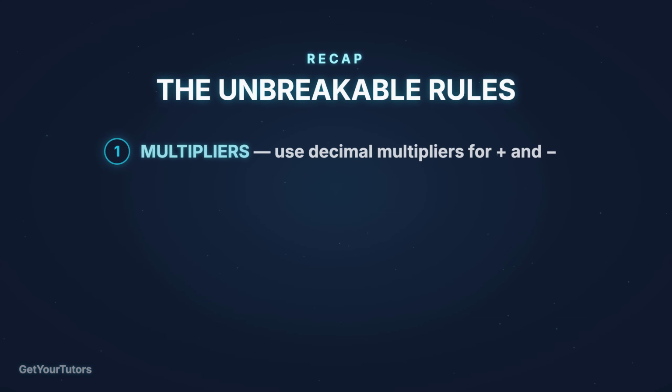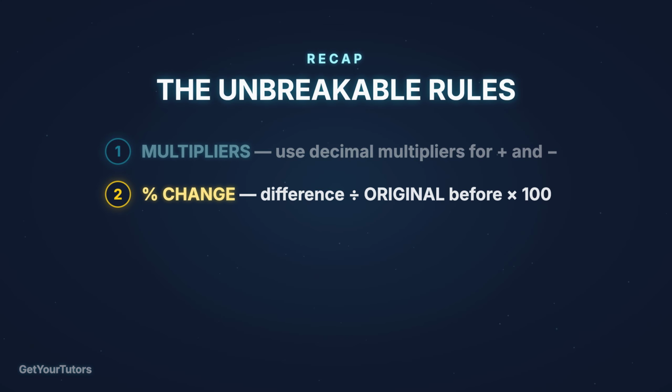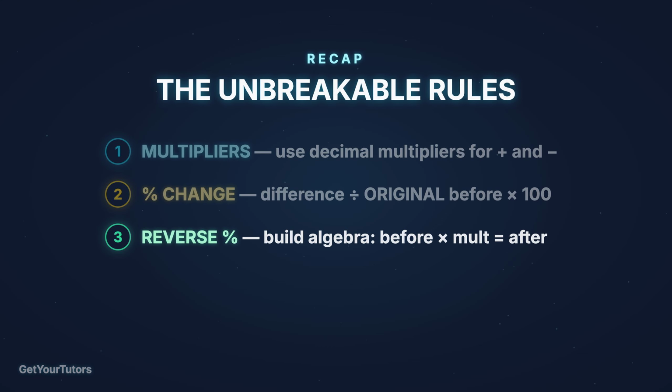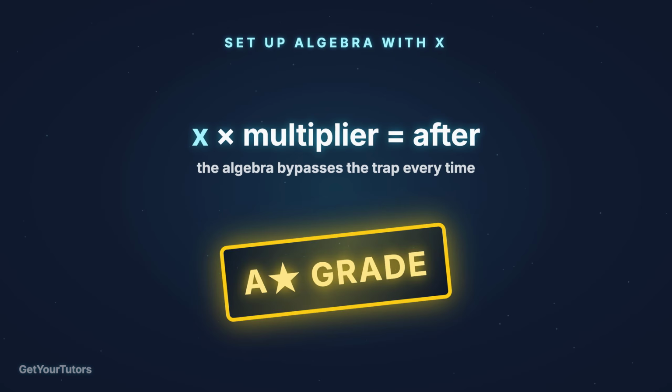Let us recap the unbreakable rules. Always use decimal multipliers for percentage increases and decreases to save massive amounts of exam time. Percentage change is always the difference divided by the original before amount, then multiplied by exactly 100. For reverse percentages, never subtract the percentage from the new amount. Always build the algebraic equation and divide by the correct multiplier. Setting up an algebraic equation with x prevents the examiner trap and locks in your full marks on the test.